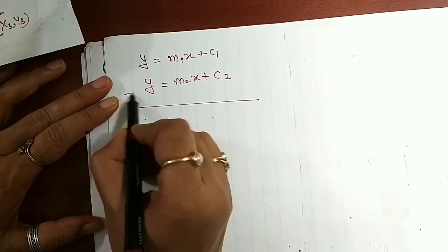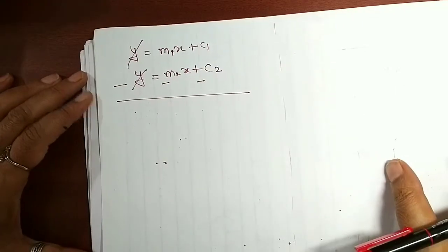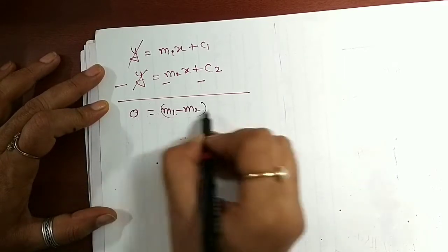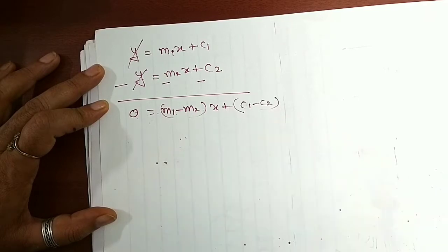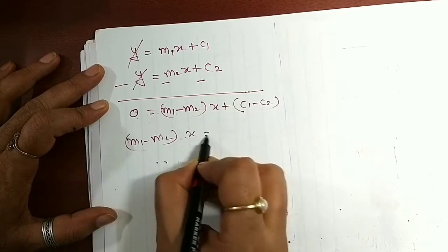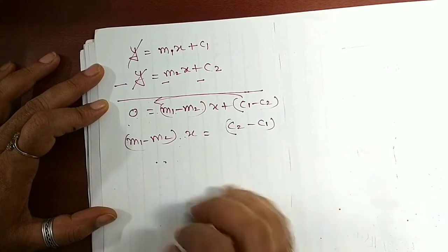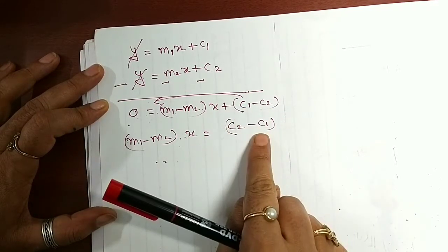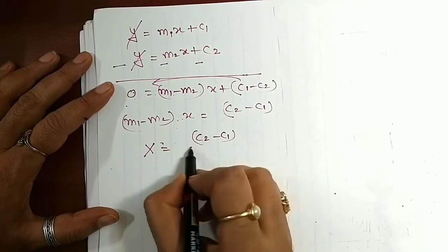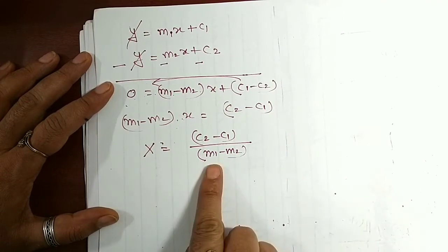So suppose I am subtracting. If I subtract, this will cancel. Okay, now I will write 0 equals m1 minus m2 into x plus c1 minus c2. Now can I write m1 minus m2 times x is equal to, this I will take other side, so it will become c2 minus c1, right? c2 will become plus and c1 will become minus. Now what will be x? x will be c2 minus c1 by m1 minus m2. So this is my x value.